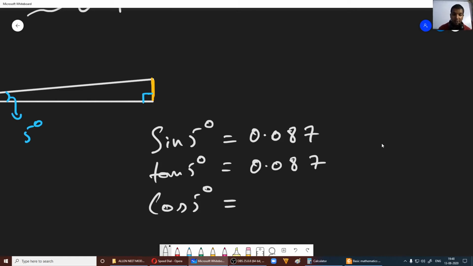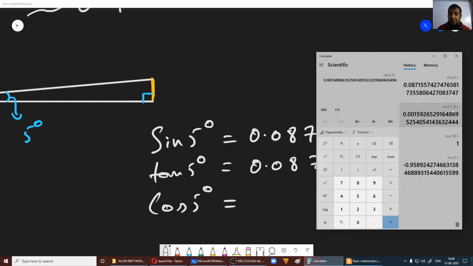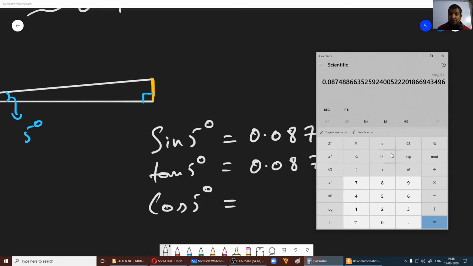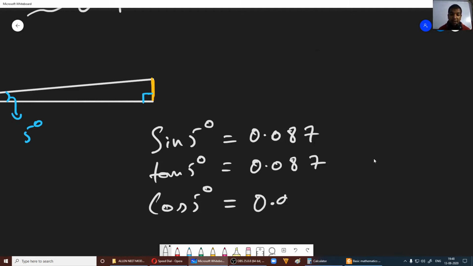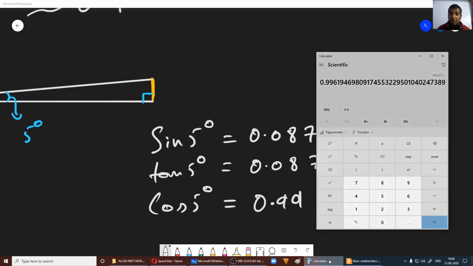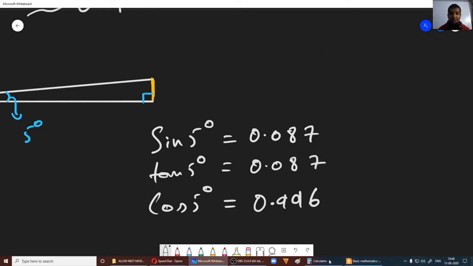Now cos 5 degrees, let us check that also, fine. So cos of 5 degrees, how much are we getting? 0.996, okay. See, that is why you can take it approximately equal to 1, but you cannot say it is approximately equal to 0. It is approximately equal to 0.1, is it not? Fine. Now let us not write 0.1.